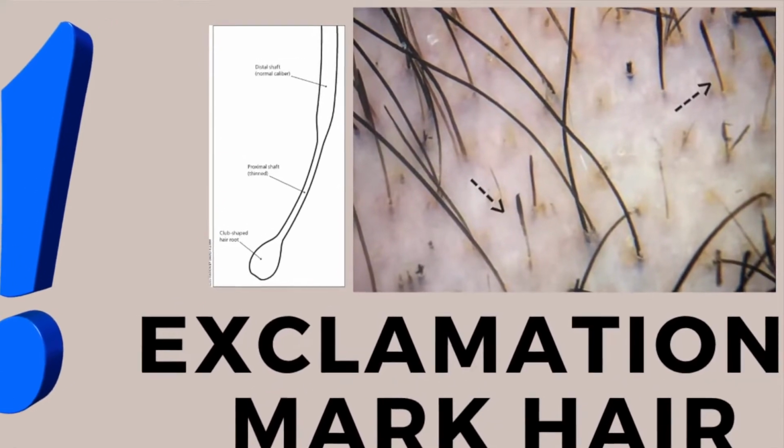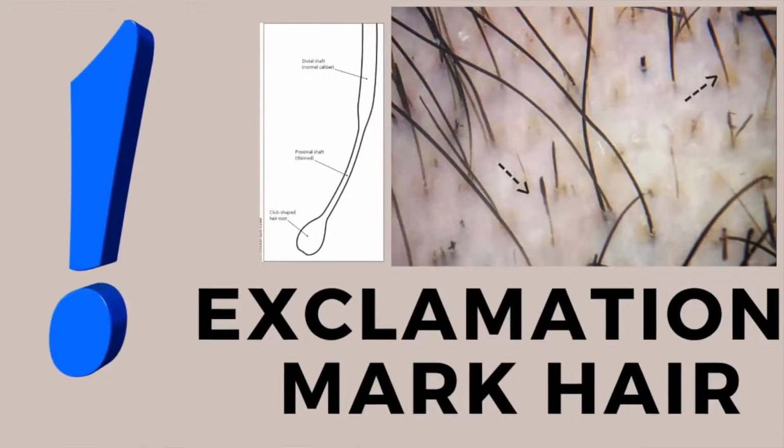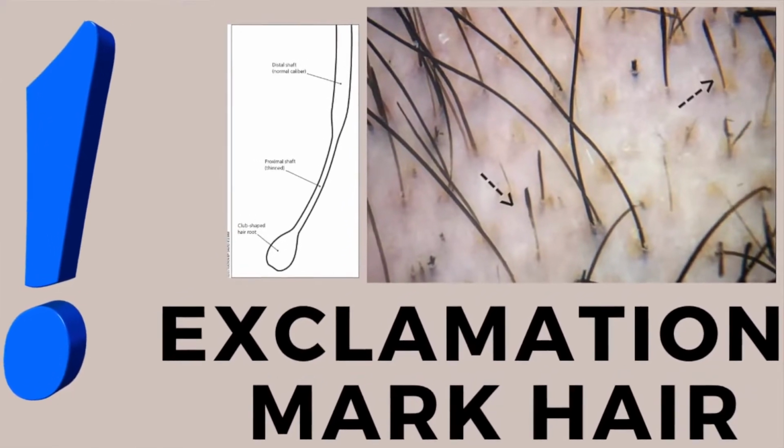So the hair in alopecia areata looks like an exclamation mark. All of us know what an exclamation mark is. When we write a sentence in English, we sometimes put an exclamation mark. So this hair in alopecia areata also looks like an exclamation mark, being thick on top, and as it comes down, it becomes very thin. So this is a clue to the diagnosis of alopecia areata.